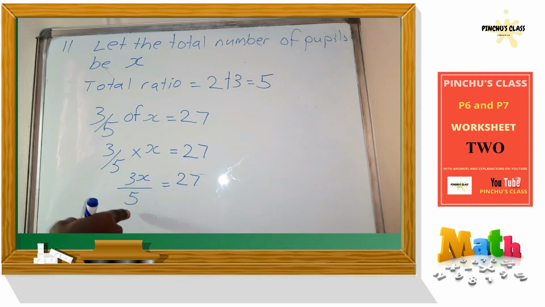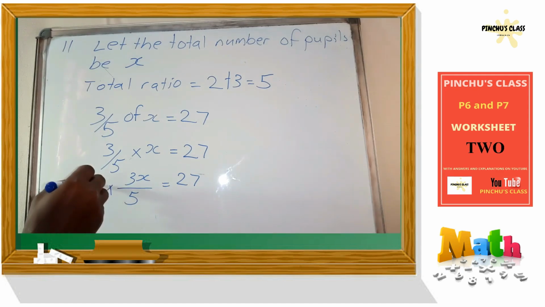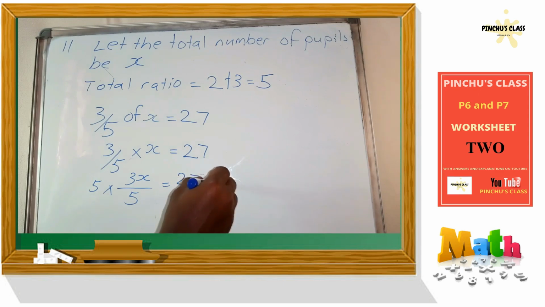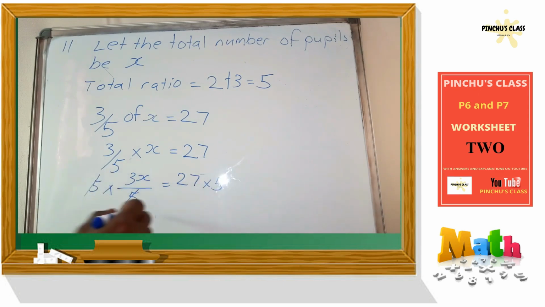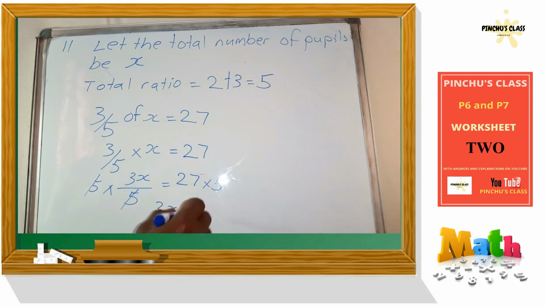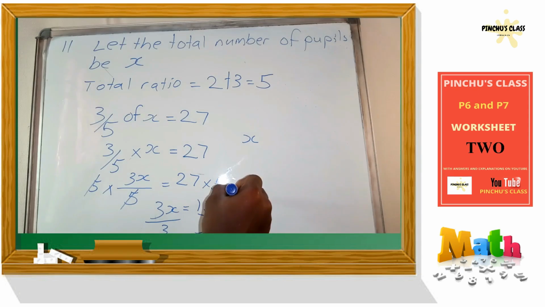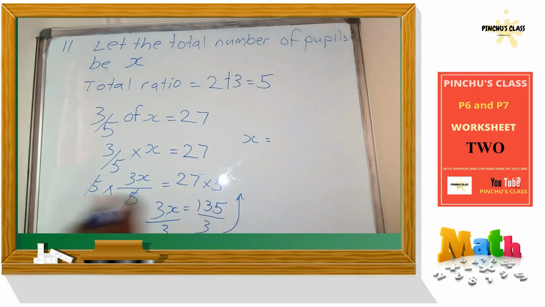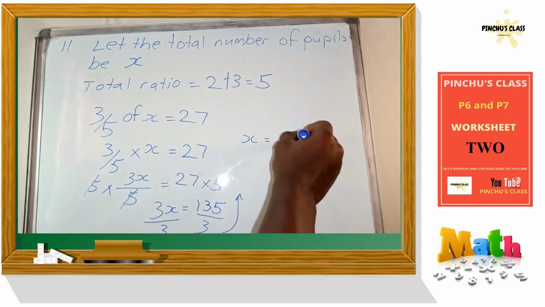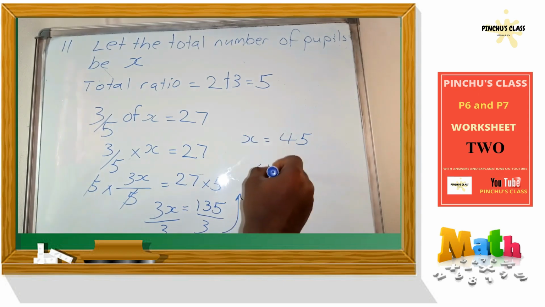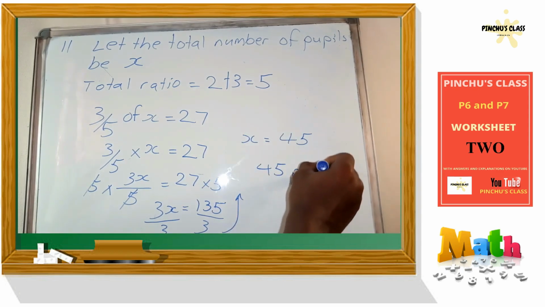Now we have a denominator here. What do we do to the denominator? We multiply the denominator on both sides. So this will cancel. We shall remain with 3x is the same as 27 times 5 is the same as 135. So then we divide by 3. So our x is the same as 135 divided by 3, which is 45. That means there are 45 pupils altogether in that class.